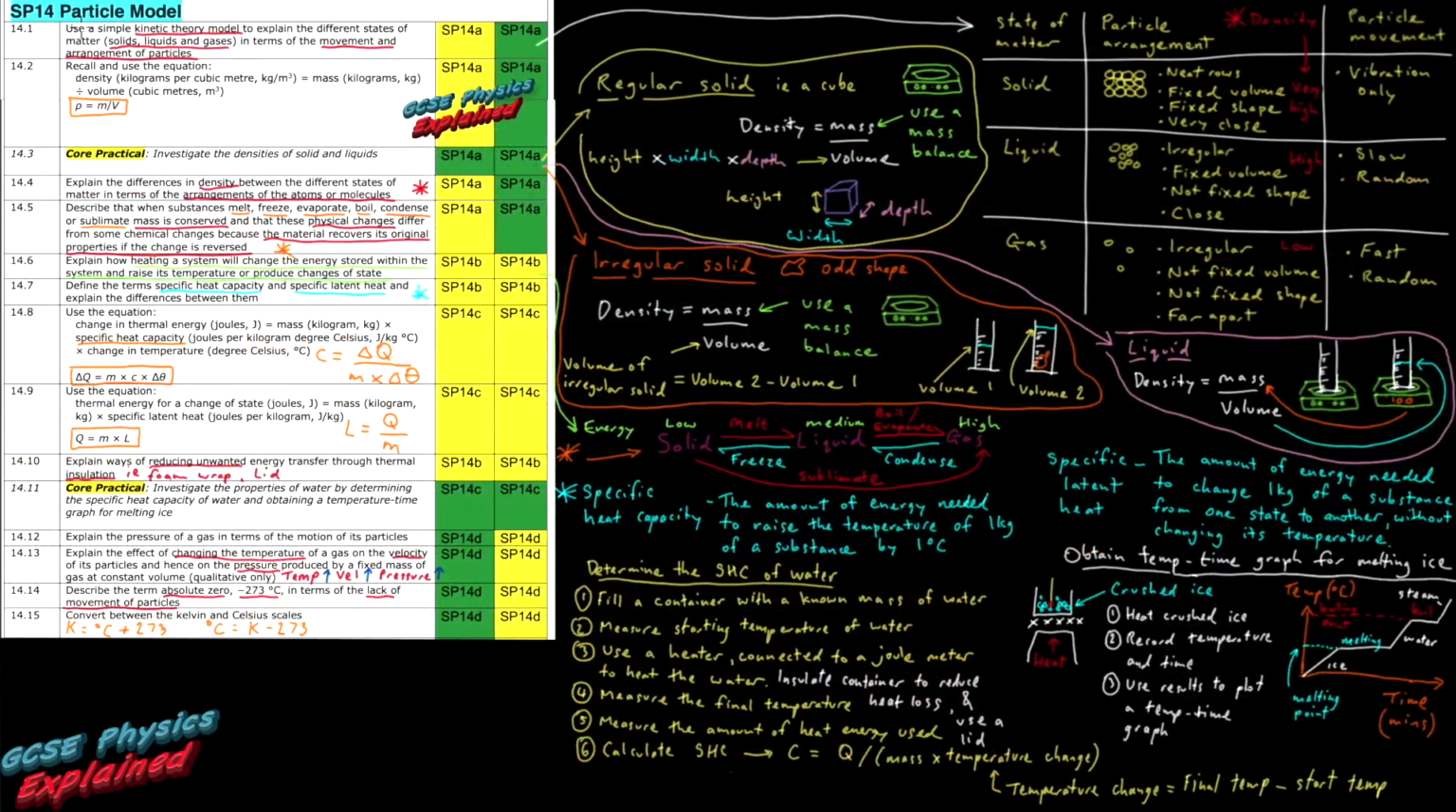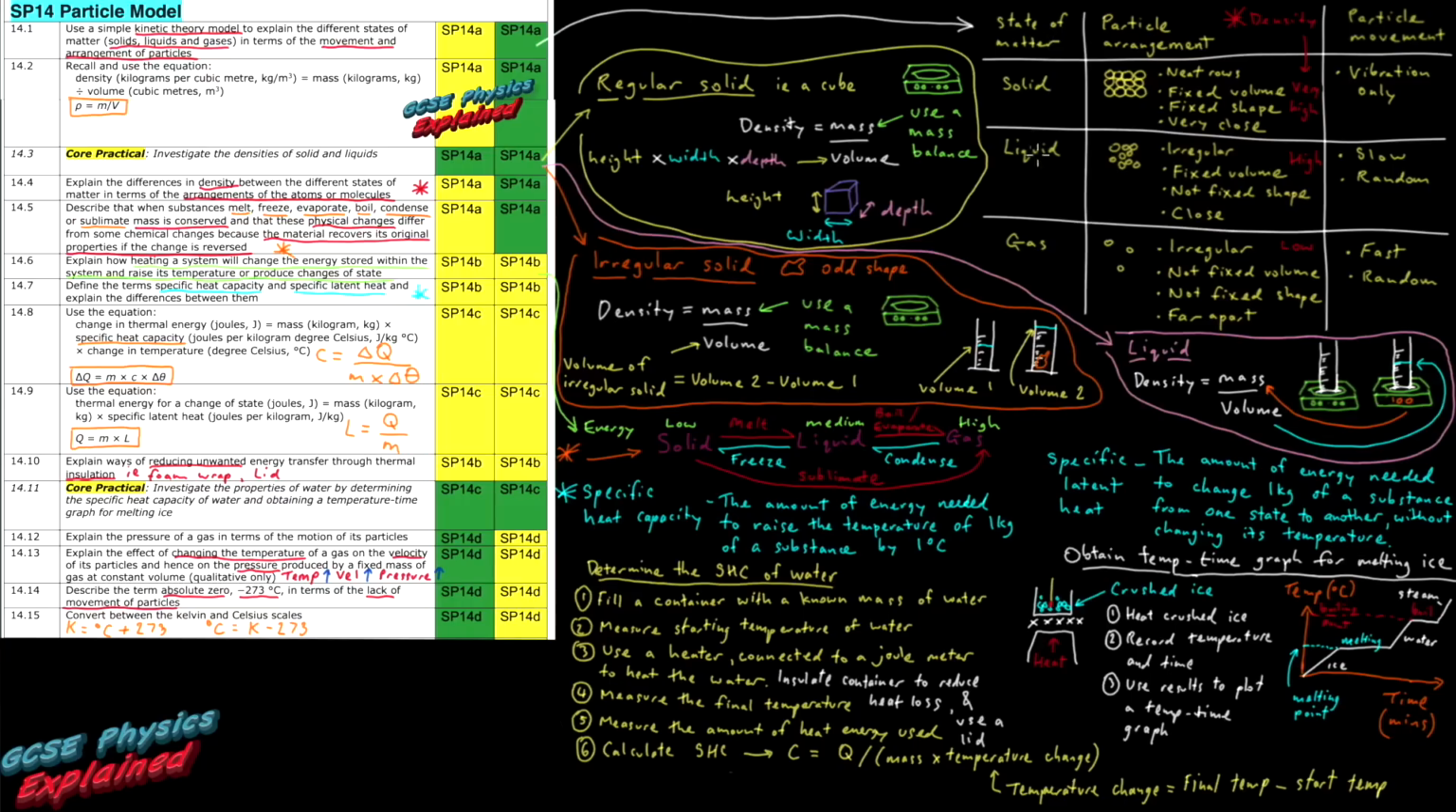Unit SP14, Particle Model. This is probably going to be on the exam. This will be on the exam. These probably won't, or if they are, just 1 mark. Use a simple kinetic theory model to explain the different states of matter. So remember, that's solids, liquids and gases, in terms of the movement and arrangement of particles.